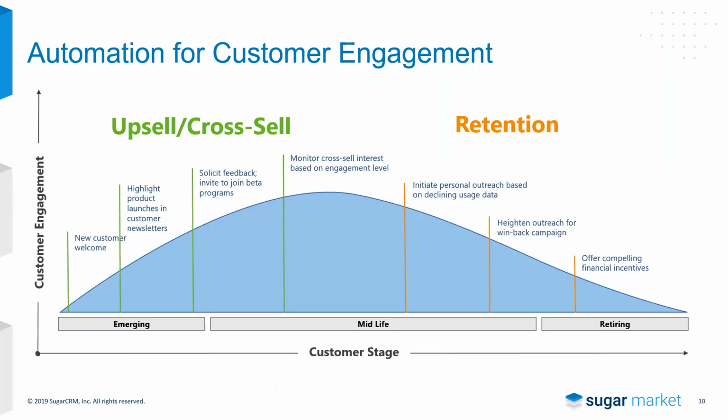Most of what I've been talking about so far is really focused on top of funnel sales and marketing alignment, but it doesn't just stop when the prospect becomes a customer. You can use automation and you can use SugarMarket to focus on the entire customer lifetime and really use it as a tool to enhance and automate customer engagement.